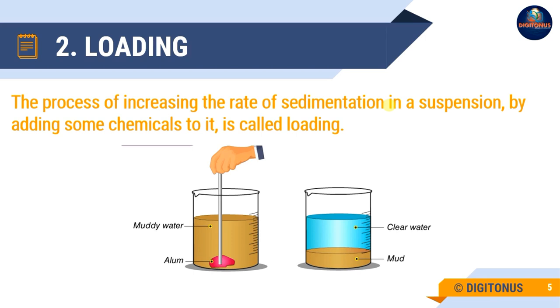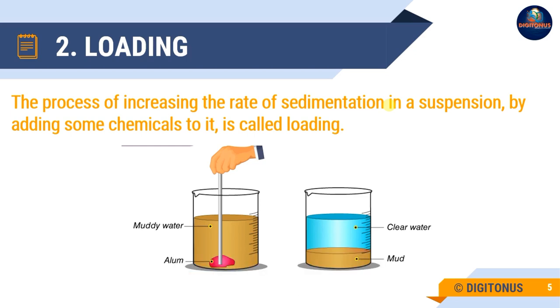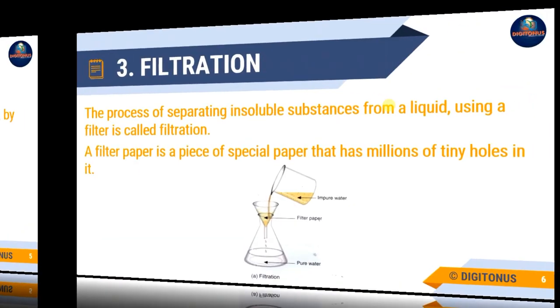So what we do in loading, we rotate a piece of alum in the muddy water. Alum is soluble in water, so the particles of alum entangle suspended clay particles and make them heavier. Thus the clay particles settle down rapidly. So loading can be defined as the process of increasing the rate of sedimentation in a suspension by adding some chemicals.